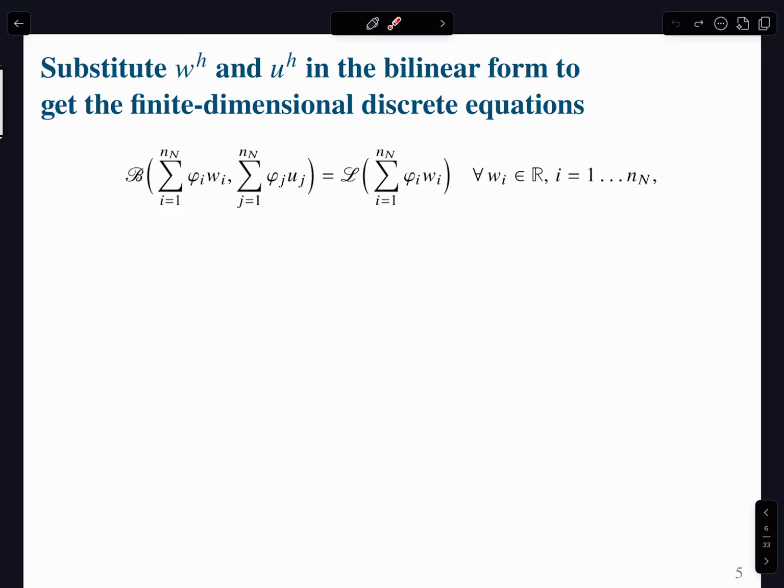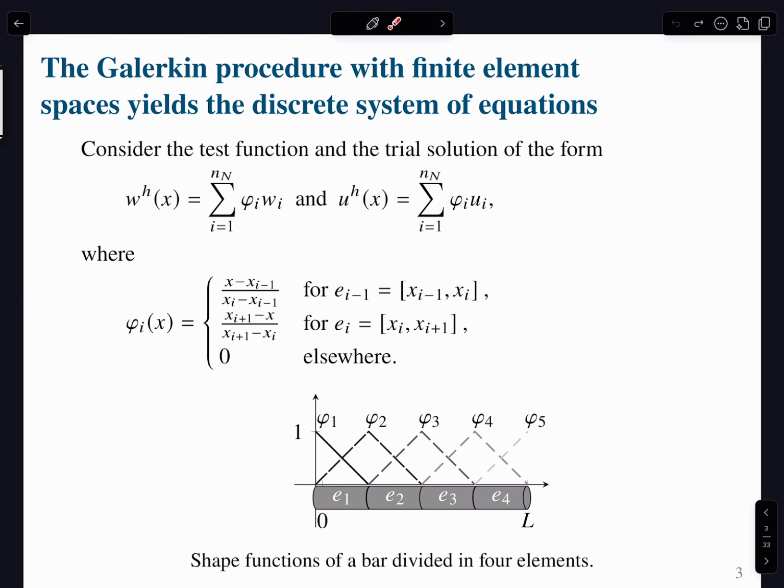The moment we choose the discretized version of those functions, then my statement has to change into: it has to be valid for all w_i's, because the w_i's are the coefficients that are unknown. Let me go back and explain that a little bit more. The moment I write my test function like this, if you notice, there is a part that I know, which is the shape functions, and there is a part that I do not know, that is the coefficients.